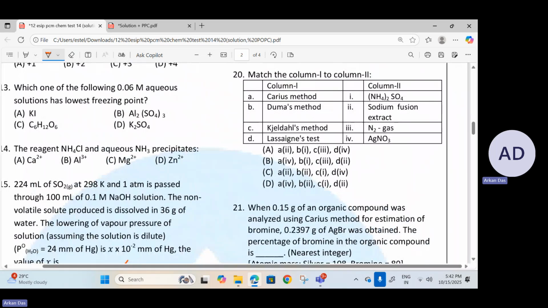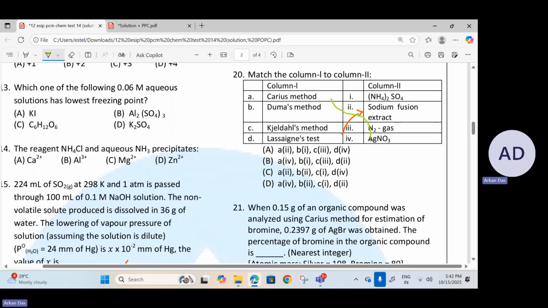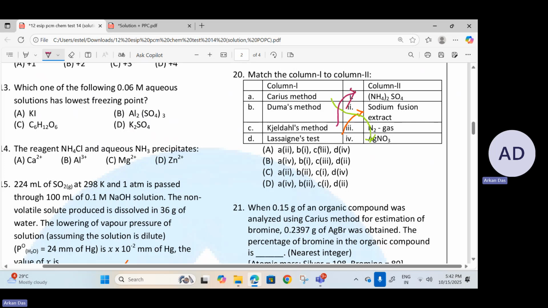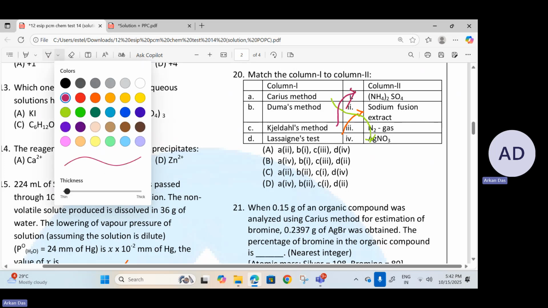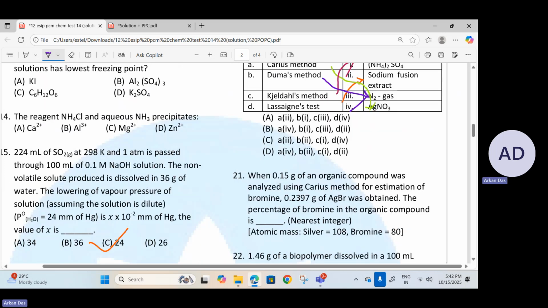Students, I hope you understand that Lassaigne's test has directly to do with sodium fusion extract. Followed by, if we talk of Carius method, it has directly to deal with AgNO3. Remains N2 gas and NH2SO4. We all know Kjeldahl method includes H2SO4. So this will be Kjeldahl method, and Dumas method, of course, is the one that has connections with N2 gas. So yeah, we end. Are we clear with this? Is it clear? Let's go for next.